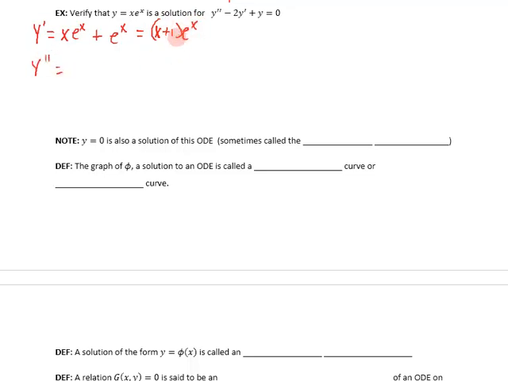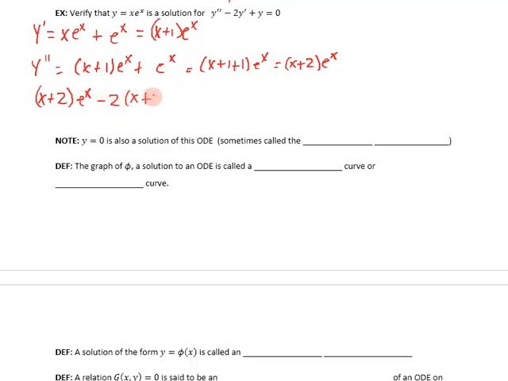Now I'll find the second derivative. I'm going to use the product rule again, so I have the first times the derivative of the second, which is x plus 1 e to the x, plus the second, e to the x, times the derivative of the first. If I factor e to the x out of both of those, I get x plus 2 times e to the x. So now we're going to plug those in up here and see if we get identically 0. Basically we're going to take y double prime, which is x plus 2 times e to the x, minus 2 times x plus 1 e to the x, plus, and then what is y?